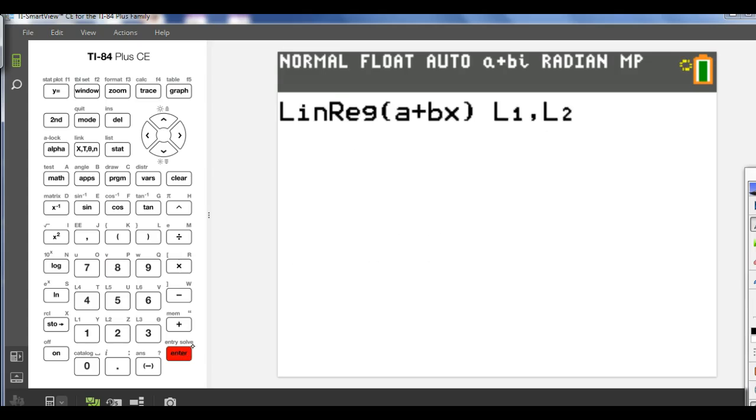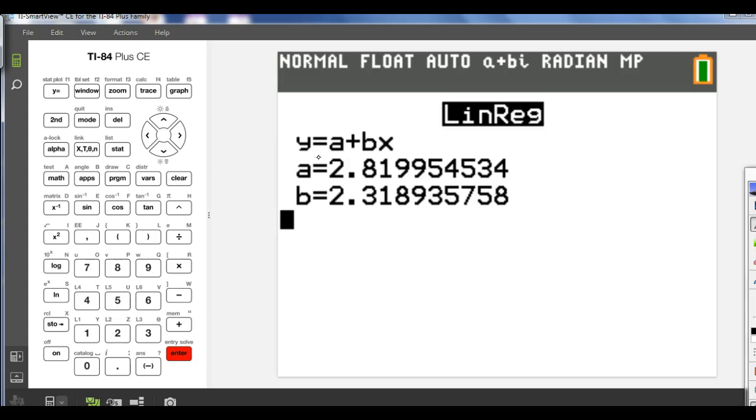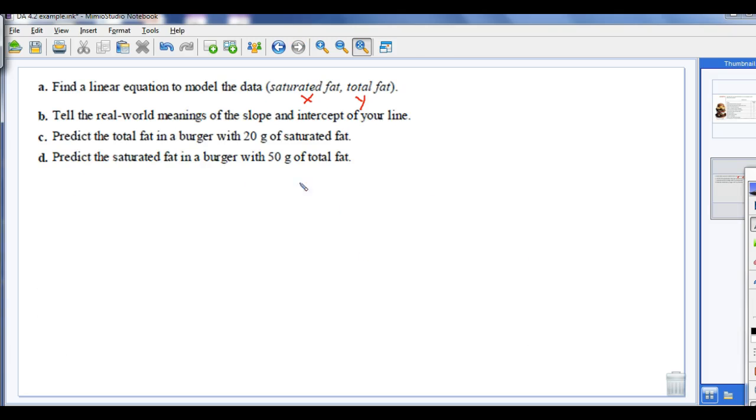And we end up with, right here, 2.8199. So we're just going to say this as 2.8 plus 2.3x. This gives us this equation. Okay, so 2.8 plus 2.31x. So our equation would be, we're going to say this one's y and x, so we can say y equals 2.8 plus 2.3x. There's our linear equation.